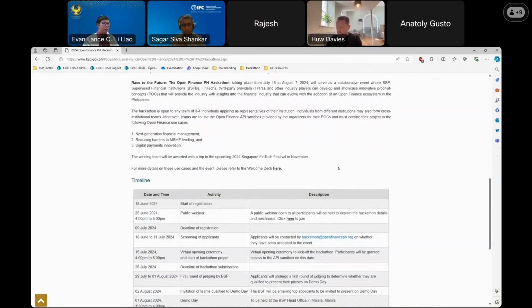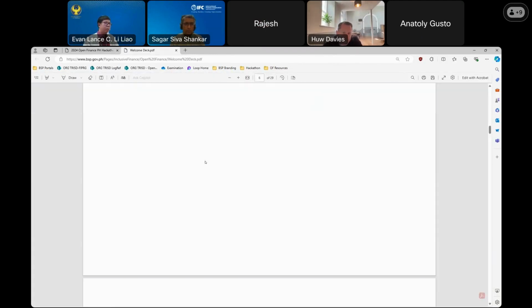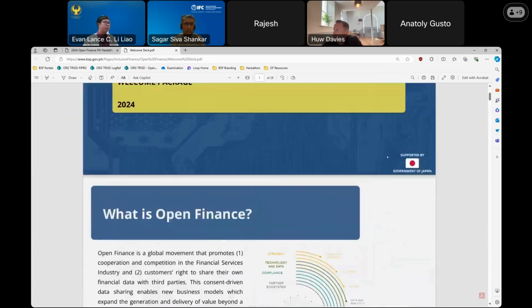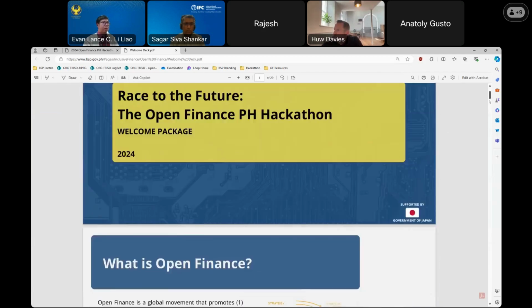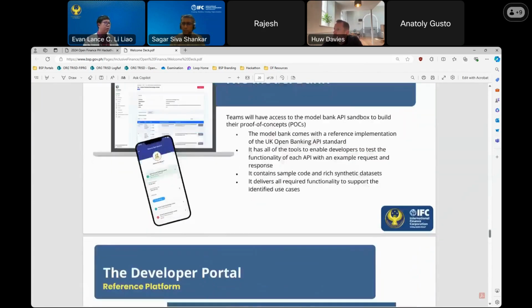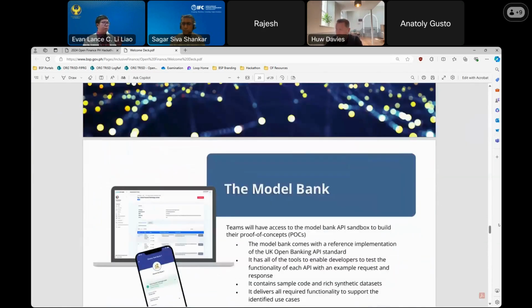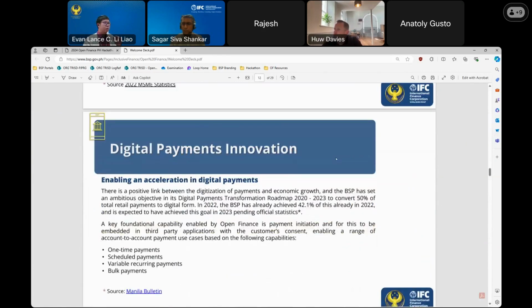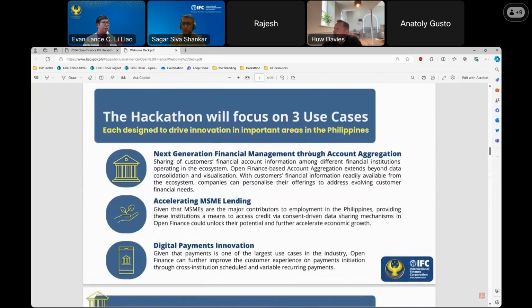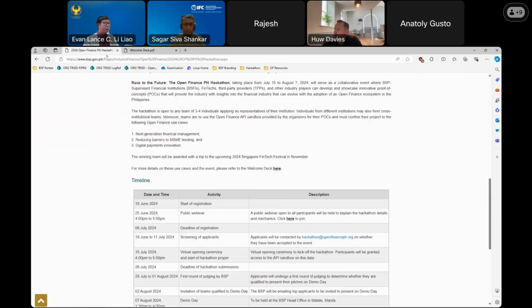In terms of the resources available to you on this particular page, we have the welcome deck. You may click this link to bring up the welcome deck, and this contains all of the necessary information that you will need for the hackathon. It delves into much more detail than what we've discussed today. It details the use cases, the hackathon process, etc.